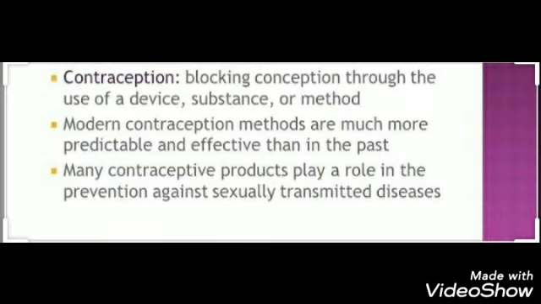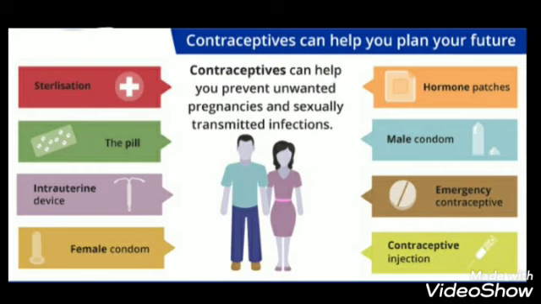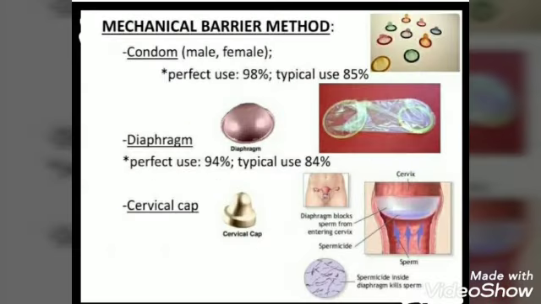The prevention of pregnancy in women is called contraception, and any device or chemical which prevents pregnancy in women is called a contraceptive. All the birth control methods can be broadly divided into three categories: mechanical method, chemical method and surgical method. Let us first discuss the mechanical methods.